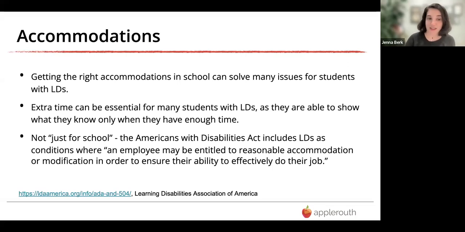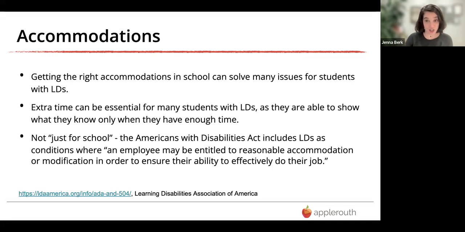And I want to emphasize that accommodations are not just for school. The Americans with Disabilities Act includes learning disabilities as conditions where an employee may be entitled to reasonable accommodation or modification in order to ensure their ability to effectively do their job.